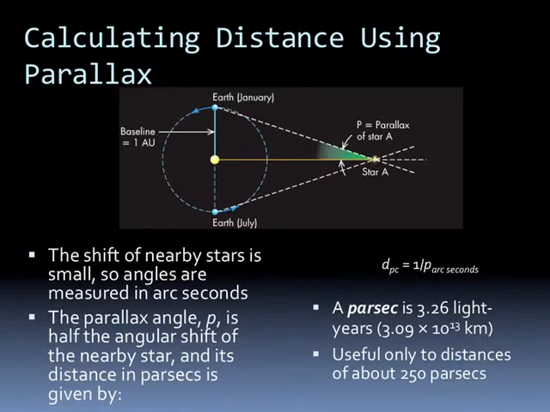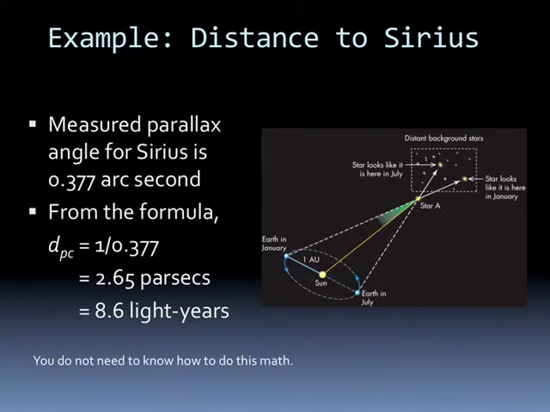It's 3.26 light years. It's kind of the average distance between stars in our neighborhood. Now, parallax is really only useful to stars that are about 250 parsecs or closer. So we can even look at an example.